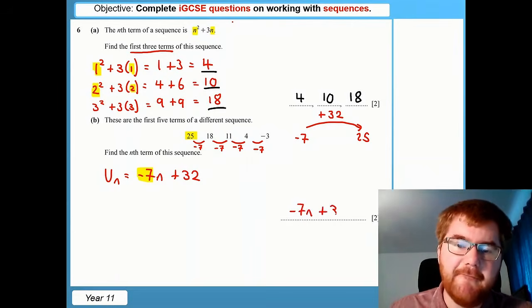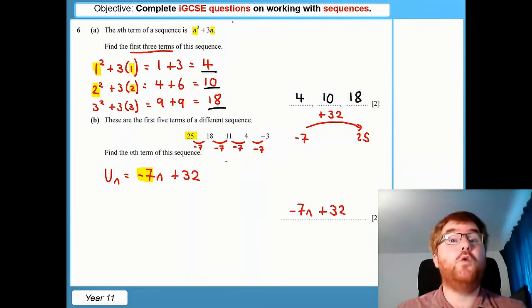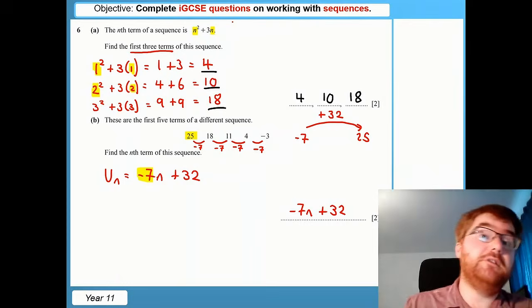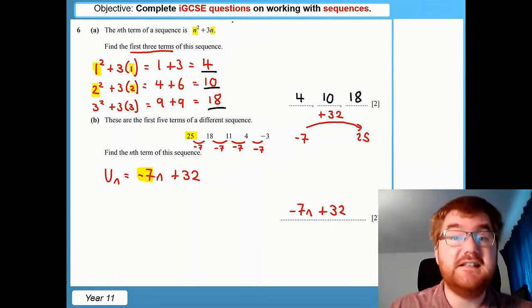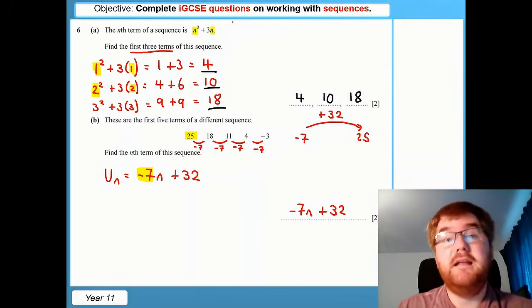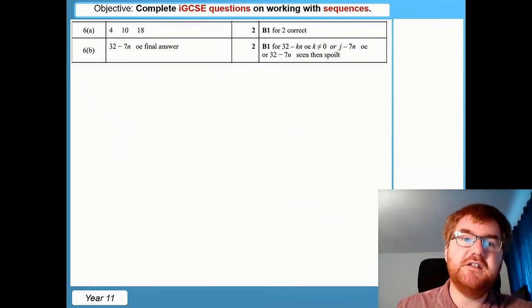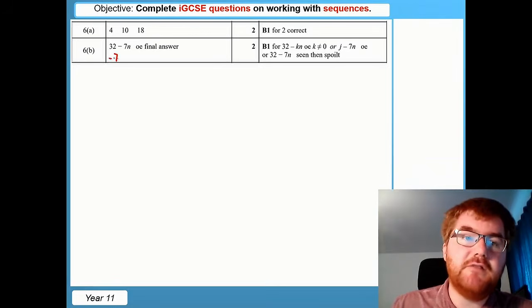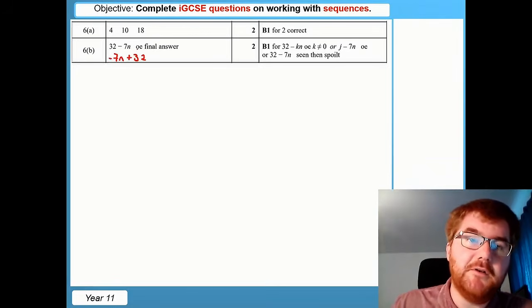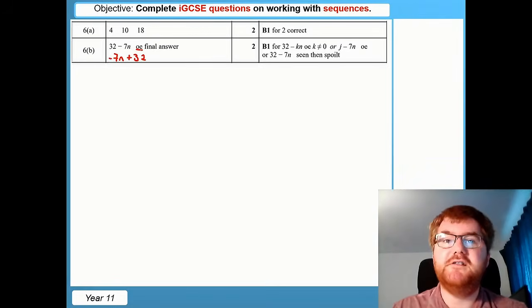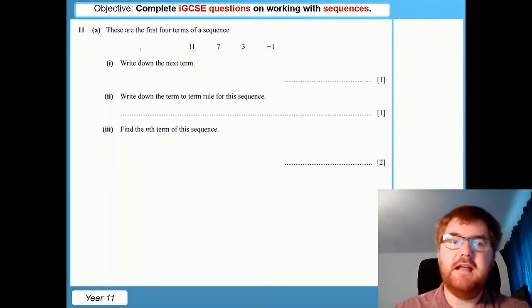So when you have a first difference that's the same, this is quite a straightforward process. You saw in the previous question with quadratics that when you have a second difference, it can be a bit more complicated. Okay, you can check the answers. Notice I wrote this the other way around, which is absolutely fine because of the OE, or equivalent. Okay, and on to the next question.